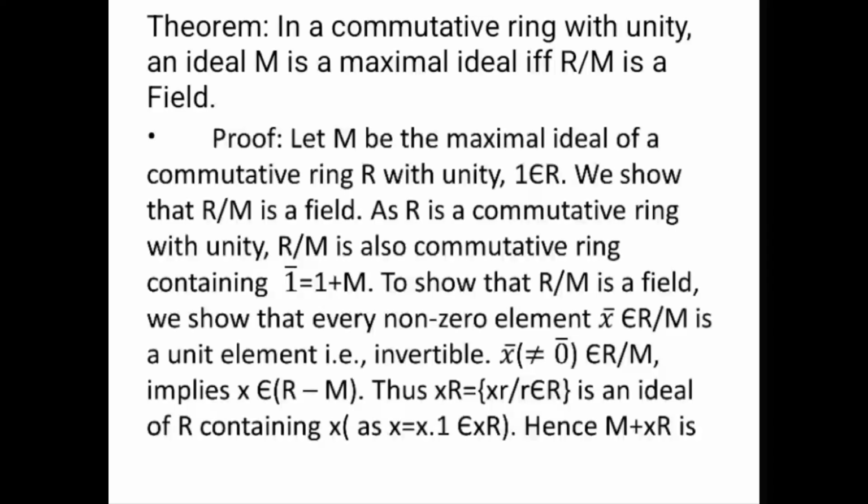So let us consider x bar as the non-zero element of R/M. That means x is not contained in M but x is contained in R. In other words, x is contained in R minus M. Now consider the ideal generated by x, that is we write it as xR. The ideal generated by x, that is xR, is nothing but the set of all those elements of R in the form of x·r. xR is an ideal of R containing x.